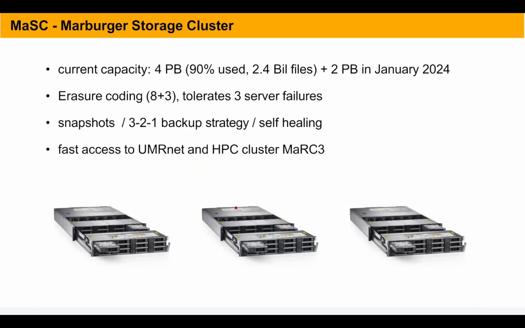And this is what we have here in Marburg, the Marburg storage cluster, which is currently at 4 petabytes, almost full with 90%, but we are currently installing 2 additional petabytes, so there will be space again. It works with a failure tolerance of 3, so 3 of the servers can fail before we start worrying about losing data. It creates snapshots, so you can follow the history of files. You have the backup strategy I mentioned earlier, and if a disk dies, you can more or less easily replace it, and the system basically repairs itself. And via fast internet connection to the high-performance cluster at MaRC3, you can also analyze your data and put it back without waiting for hours while it copies or running around with USB drives or something like that.